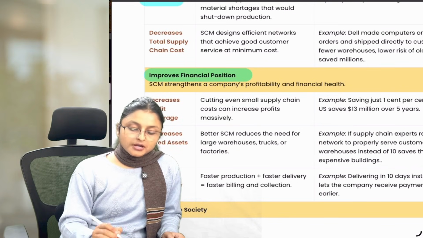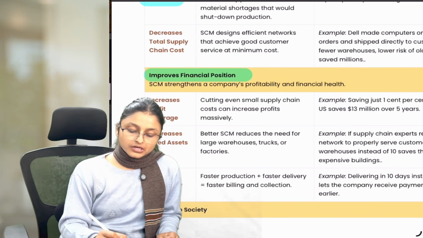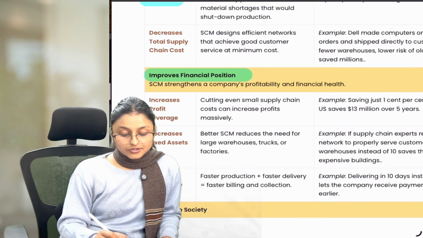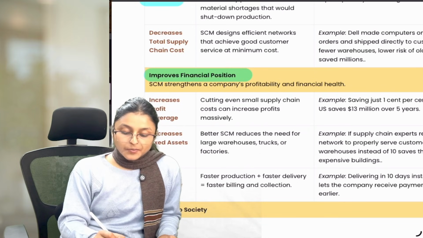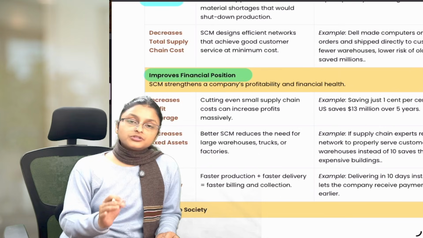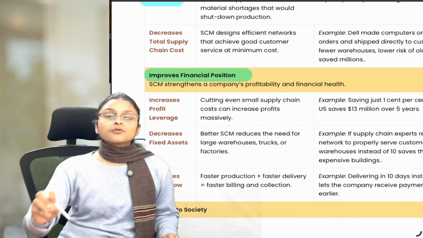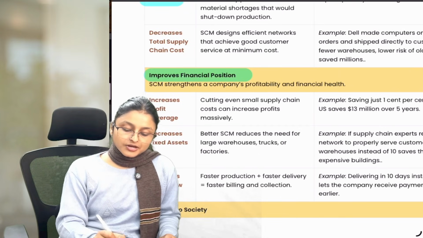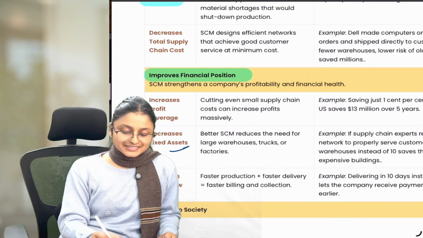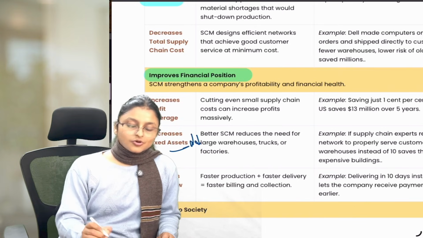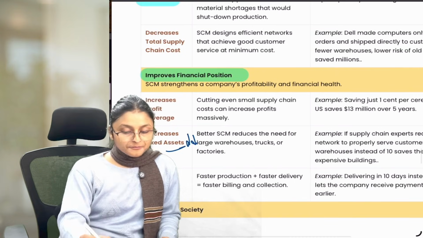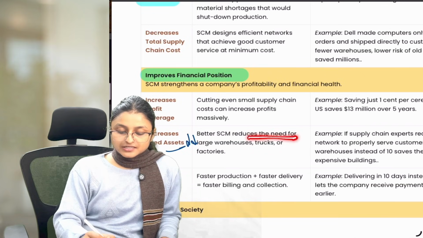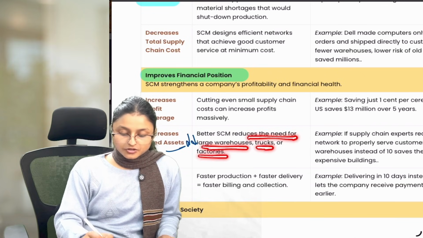Now, if you are managing your supply chain properly, you will require less warehouses, you will require less trucks, you will require less factories, and through this only you will be able to fulfill the requirement of customers. And as you are requiring less fixed assets, hence cost of fixed assets also get reduced. Better supply chain management reduces the need for large warehouses, trucks or factories.